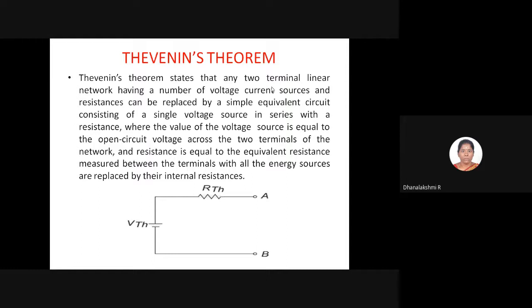That single voltage source is the open circuit voltage across the terminals, which we call the Thevenin voltage. The equivalent resistance of that network is the Thevenin resistance. So from the statement of the theorem, we can understand that any two-terminal linear network can be reduced into a single voltage source in series with a resistance. We'll take an example and try to solve it so that we can understand it better.